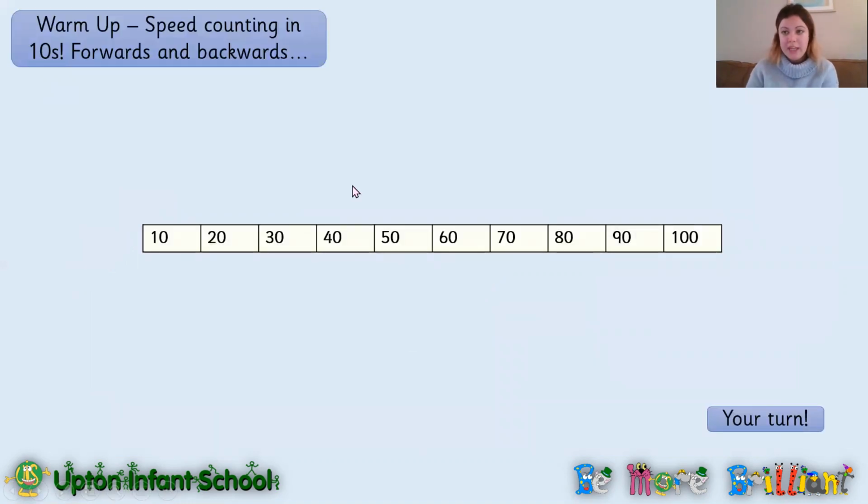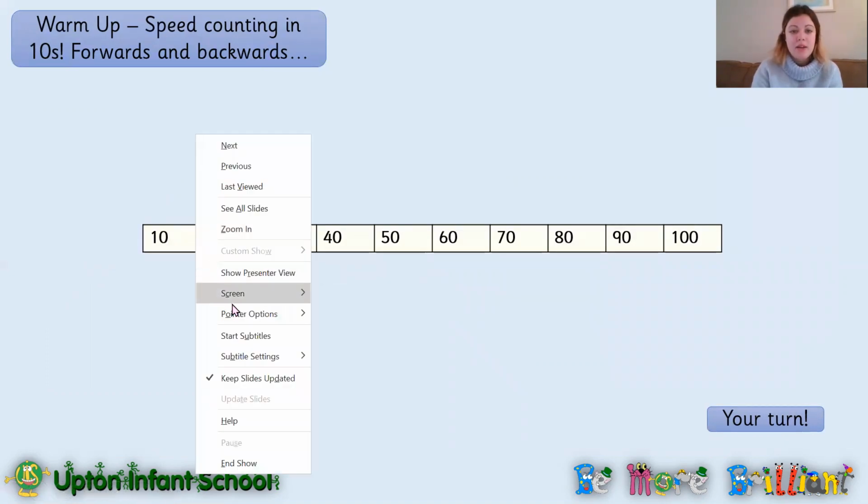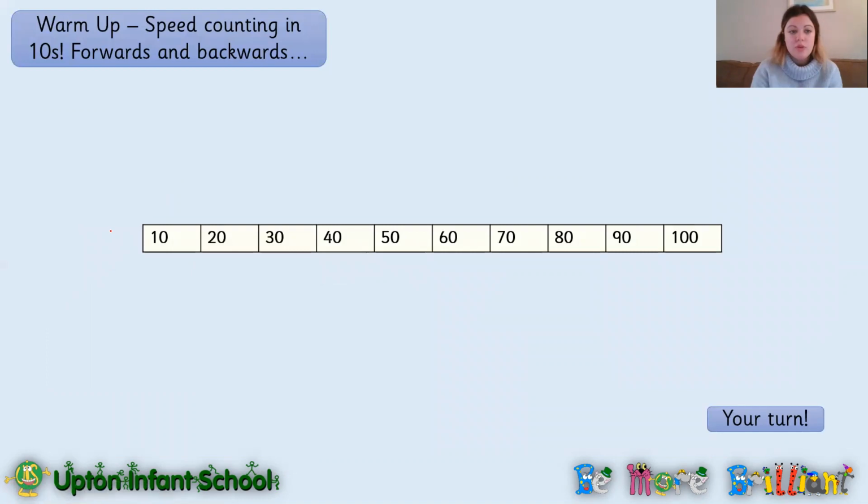Before we get to that though, let's start off by speed counting in tens. We've got a number line here, and I'm just going to get my pen and draw 0 here, because remember, we should always start our times tables with a 0. We're going to start on 0 and count in tens, and then we're going to do it backwards, and then we're going to get a bit faster. All right, so let's start on 0.